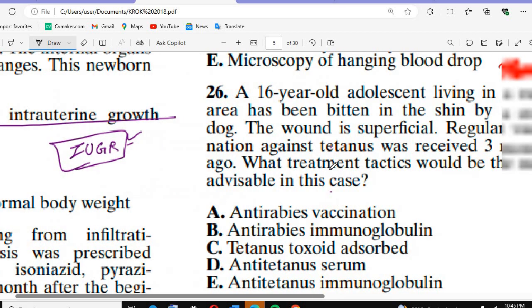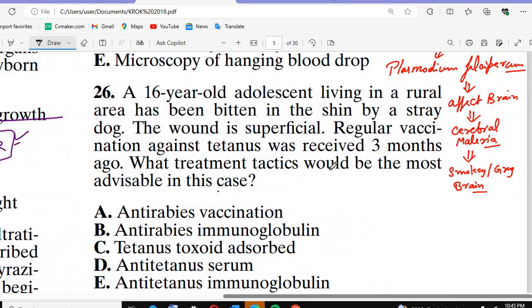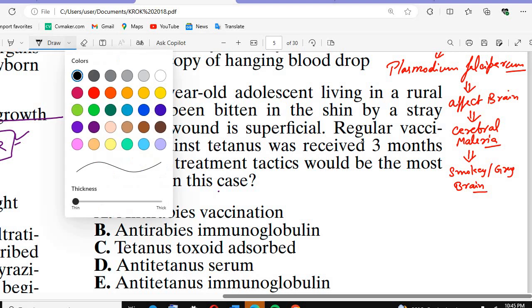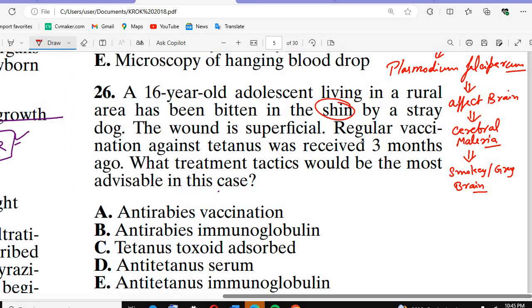After that, question number 26. Remember, a 16-year-old adolescent living in a rural area has been bitten in the shin. What is the shin? The tibia part, the calf muscles part, by a stray dog. The wound is superficial. Regular vaccination against tetanus was received 3 months ago.